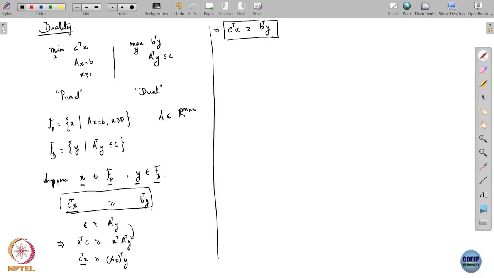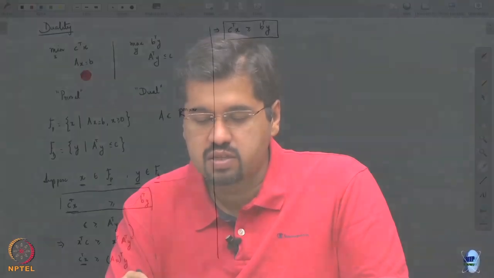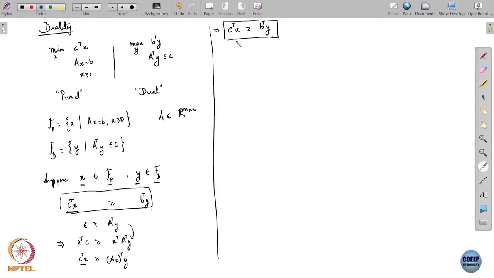Now, let us take this one step further. Observe that the primal optimization problem is looking for the minimum value of c transpose x, right. So, if the optimal value exists, that means it is not minus infinity, then the minimum value of the optimization problem is also going to be greater than or equal to b transpose y for every y. So, the minimum value of the primal, assuming it exists, is greater than or equal to b transpose y. And this is true again for all y in Fd.